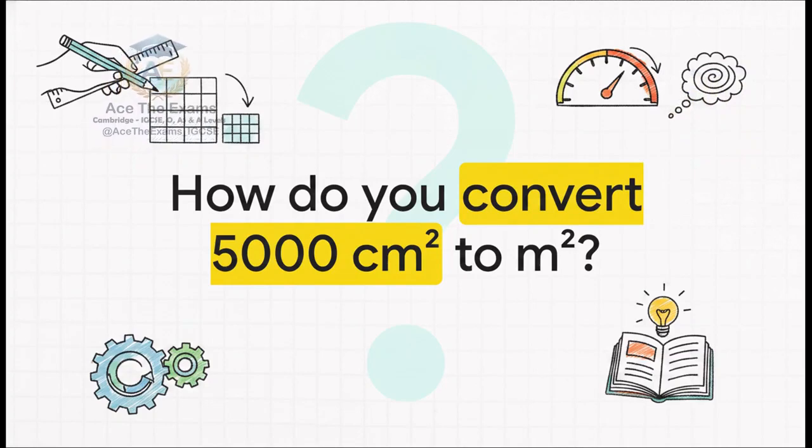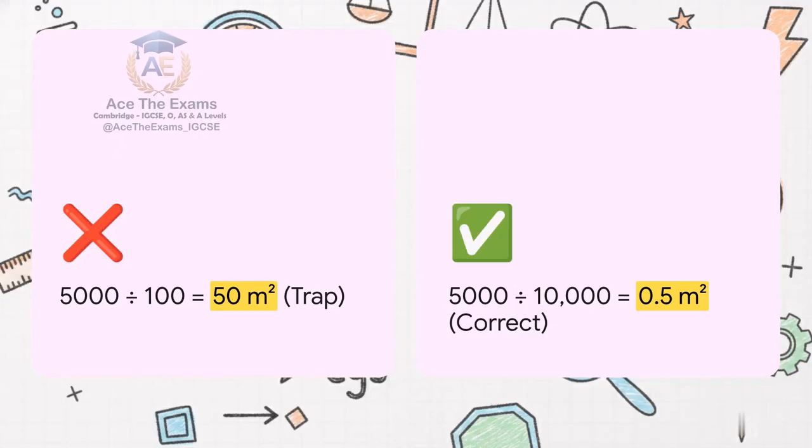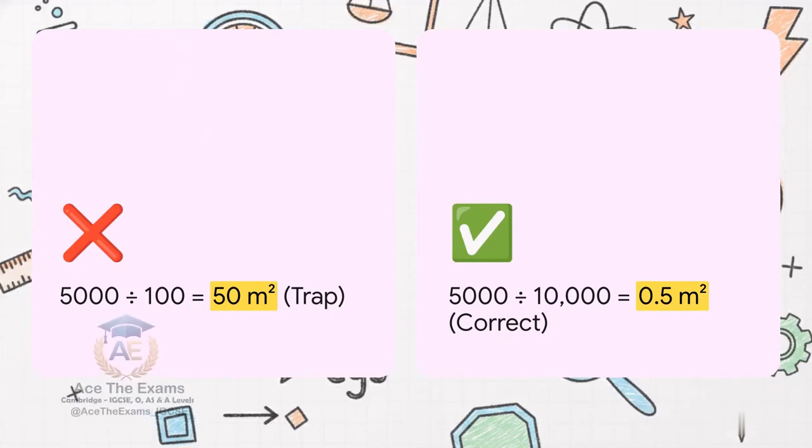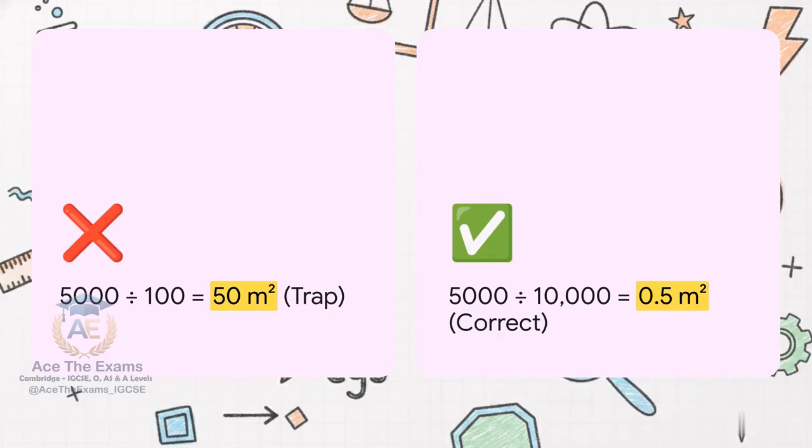Go on, pause it. So the crucial point is, if you simply divided 5,000 by 100, you fell into the most common trap on the paper, ending up with 50 square meters. The correct process for an area conversion is dividing by 10,000, giving you 0.5 square meters. That right there is how you secure the method marks and completely protect your overall score.